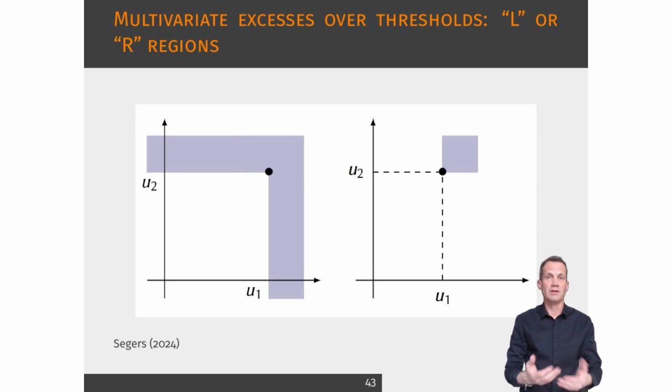The figure illustrates the distinction between the two types of threshold exceedances. On the left, the shaded L-shaped region corresponds to the event where at least one component is large. This region includes points that are extreme in the first coordinate, in the second coordinate, or in both. On the right, the shaded upper right region corresponds to the R-type event, where both coordinates exceed their thresholds simultaneously. The dot marks an observation close to the threshold boundary. This visual comparison makes clear why the L region is broader and more suitable for general multivariate peaks over threshold modeling.